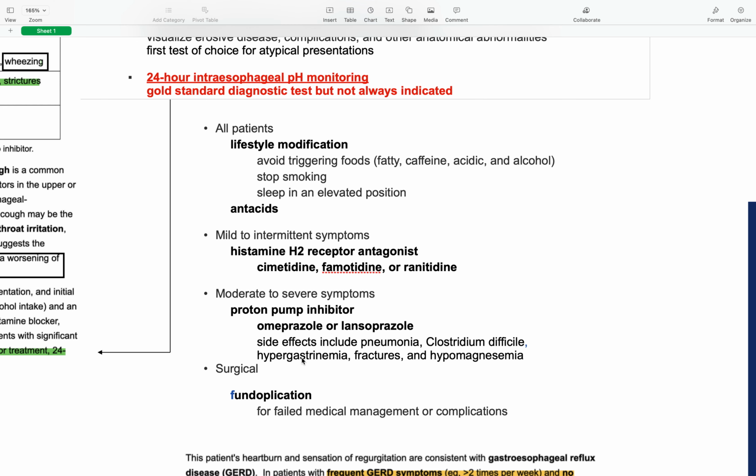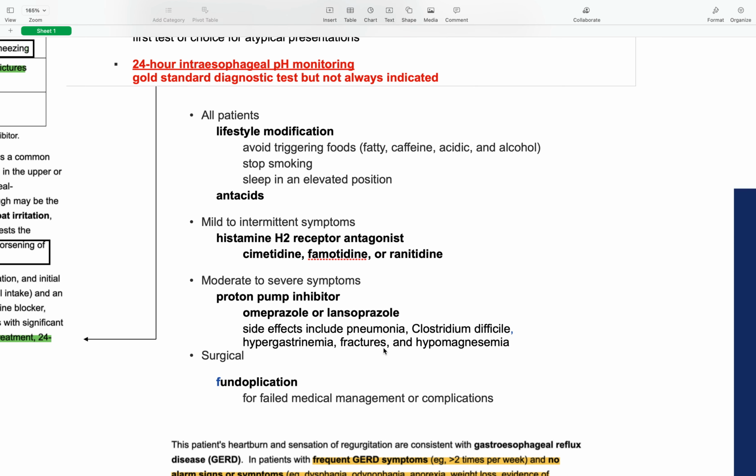Some of the side effects associated with chronic use of proton pump inhibitors may be pneumonia, because this causes suppression of acid protection in the alveoli, and that may cause growth of bacteria. Okay, so pneumonia due to chronic use of proton pump inhibitors, Clostridium difficile infection for the same reason. It suppresses bacterial growth.